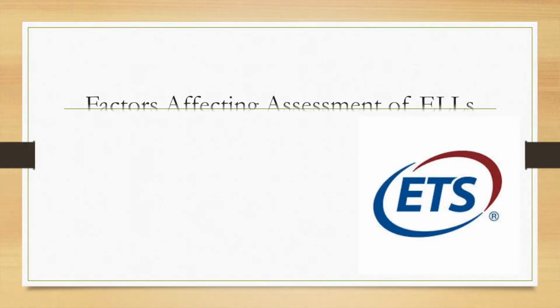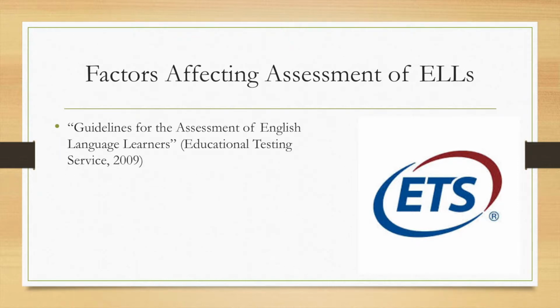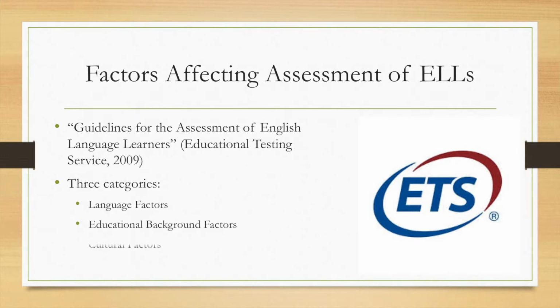The Educational Testing Service published the Guidelines for the Assessment of English Language Learners in 2009. This book identified 3 categories of factors that can affect the assessment of ELL students. The first category is language factors. The second category is educational background factors, and the third category is cultural factors.